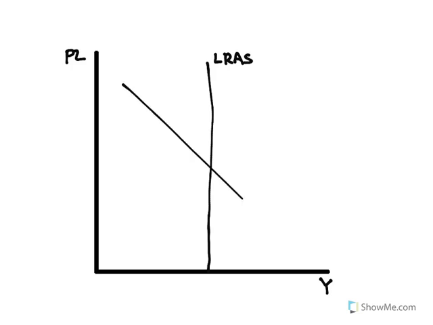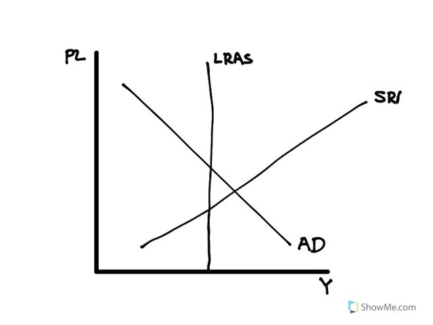And I'm sure you can kind of guess and see where I'm going here because it's going to be just the opposite of a recessionary gap. So once again, Y and PL. And then we'll start with long-run aggregate supply. And then I'm going to bring in aggregate demand. And then I'm going to make the intersection point to the right of long-run aggregate supply.